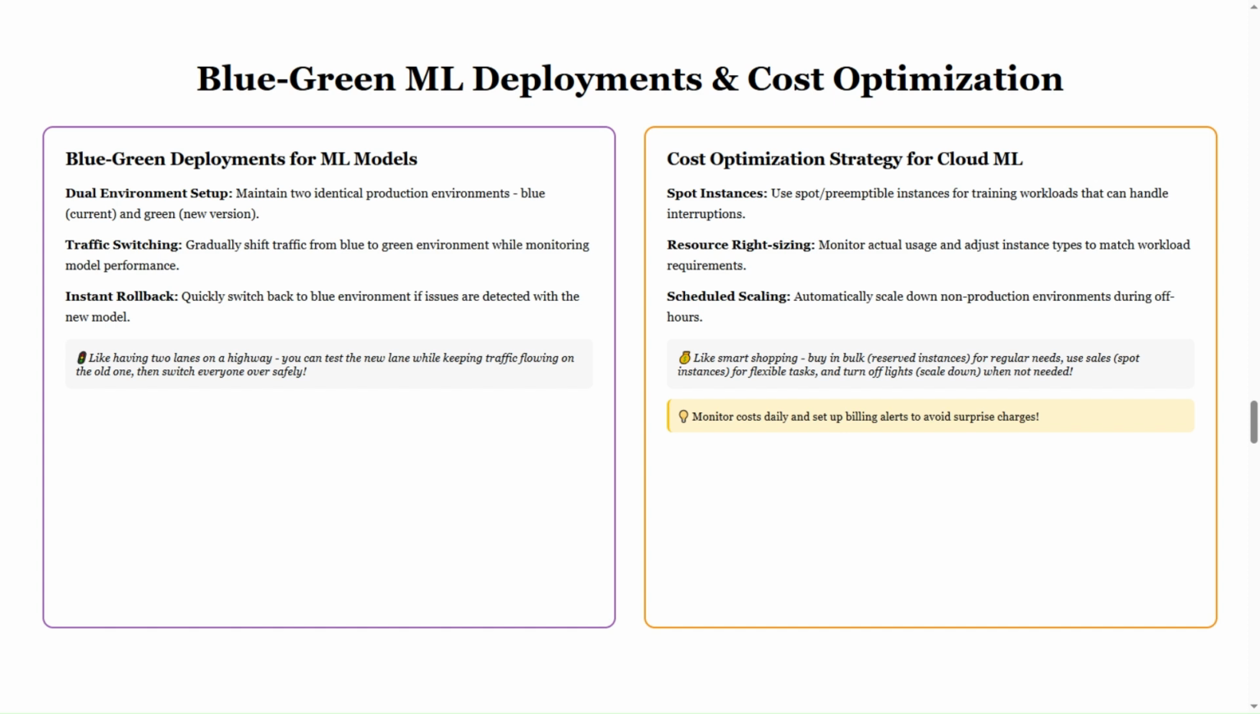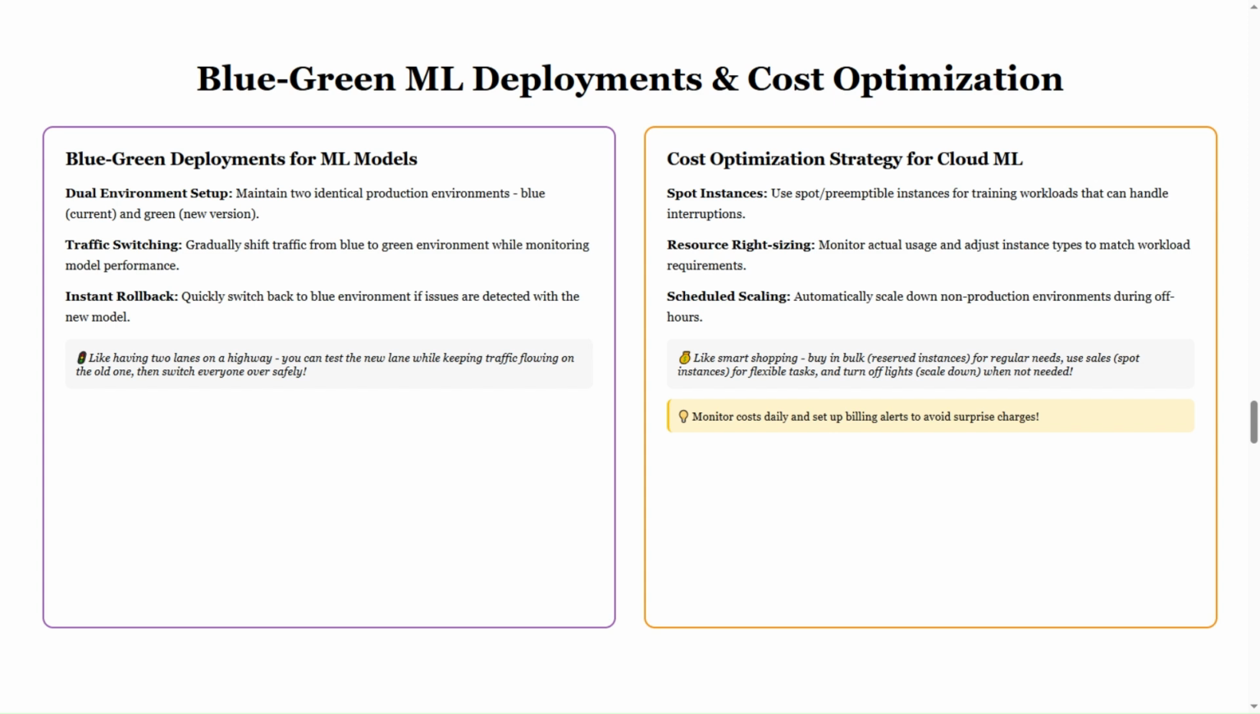Cost optimization strategy for Cloud ML. Spot instances. Use spot or preemptible instances for training workloads that can handle interruptions. Resource right-sizing. Monitor actual usage and adjust instance types to match workload requirements. Scheduled scaling. Automatically scale down non-production environments during off hours.